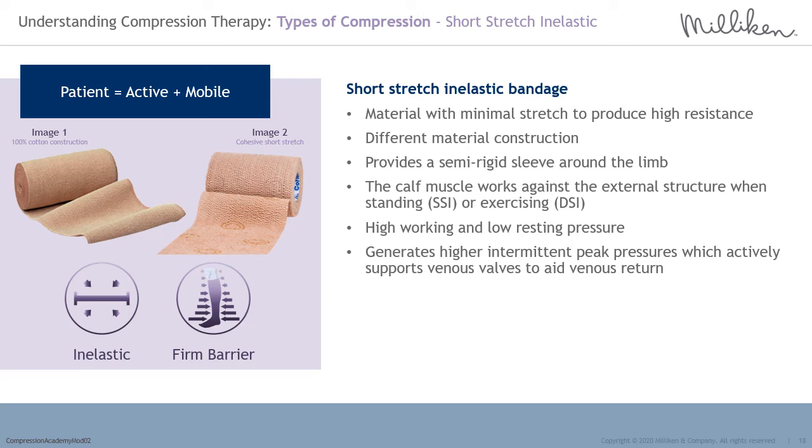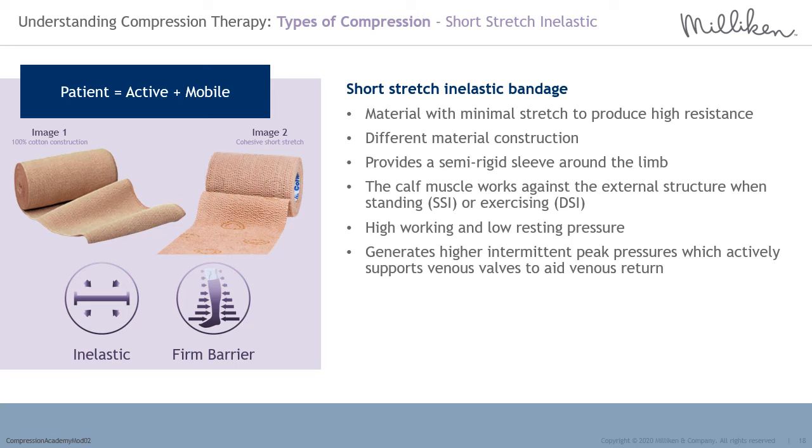Image 1 is an example of a short stretch compression bandage which is constructed of 100% cotton woven into what the manufacturers term as textile elastic construction, but this contains no elastic. We are referring to Comprilan type material in image 1. Image 2 is an example of a cohesive short stretch compression bandage containing some elastic fibres. In this example, we are referring to a Coflex type bandage material.